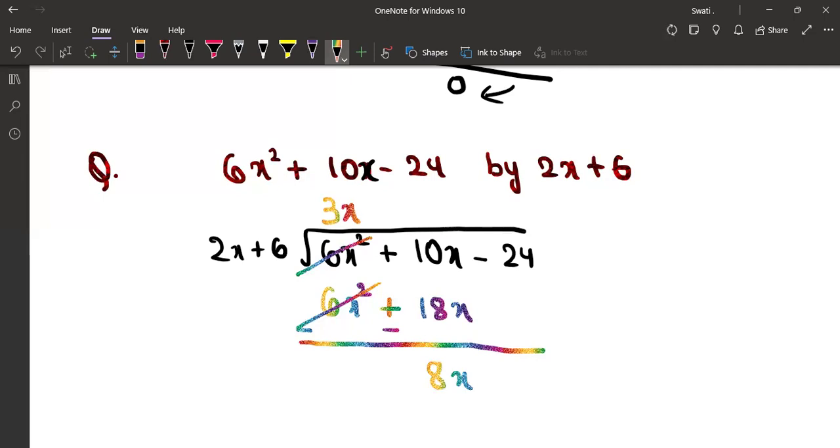But do you notice one thing, Manya, that a sign will come? What sign will come? Minus. What do you think? Minus. Very good. What is next? What should I be doing next? We will write minus 24. Very good. Next.